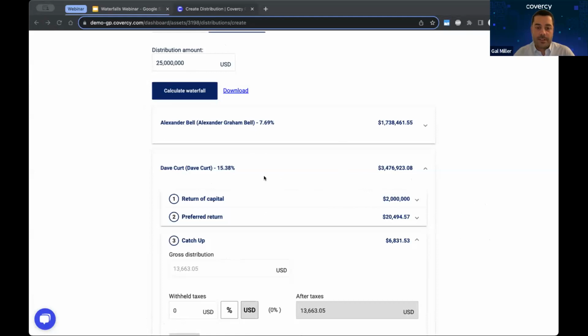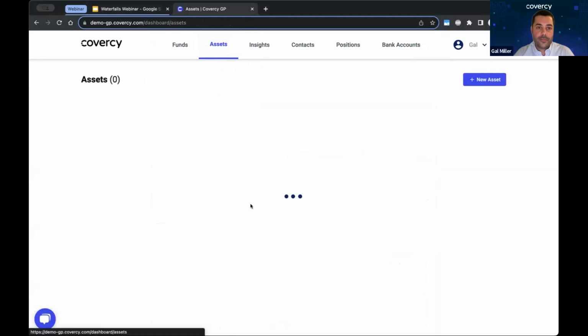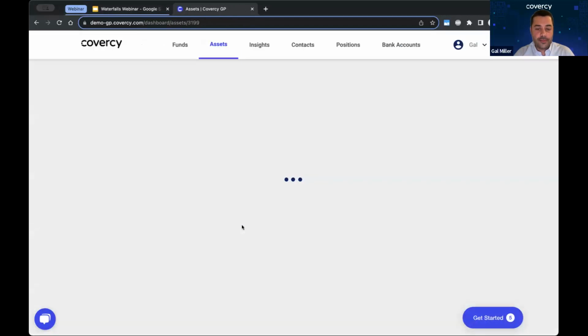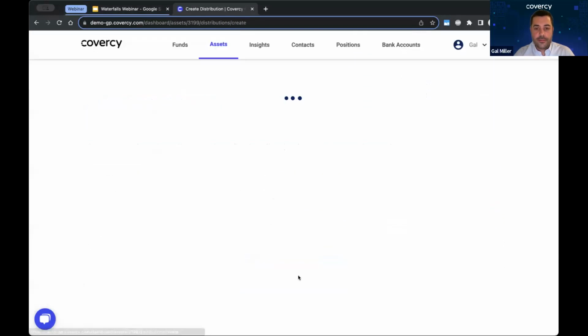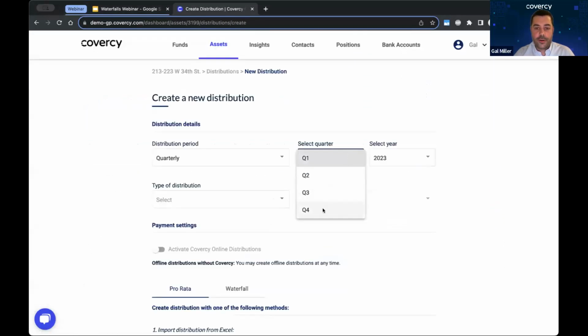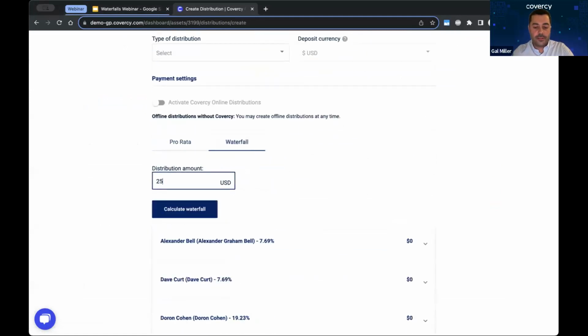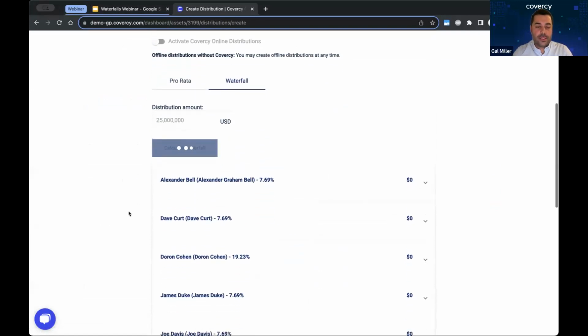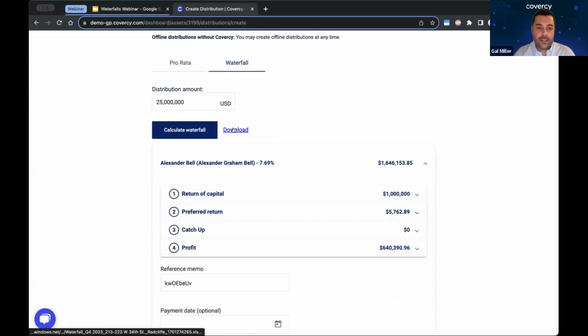Now, let's look at another example. We'll look at another deal with a different structure. Run again a Q4 23 distribution on 25 million. Again, it's pre-configured and takes up to a minute to calculate. Here we already have the results and we can see the hurdles, but let's look at the file.